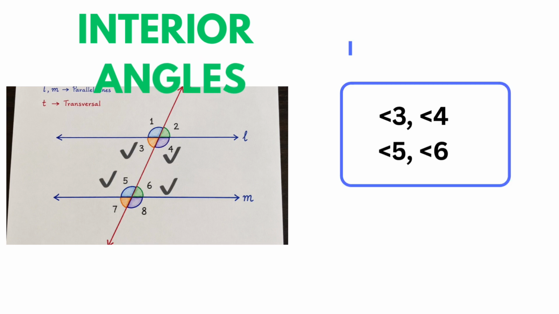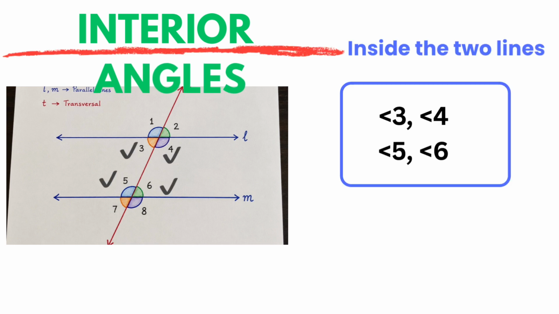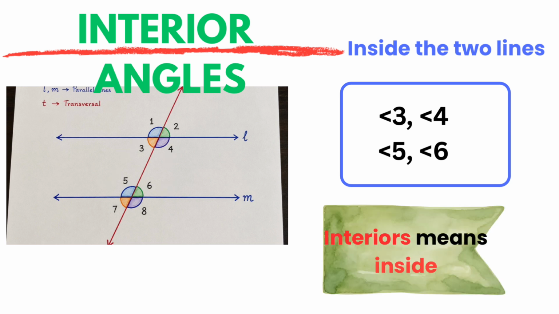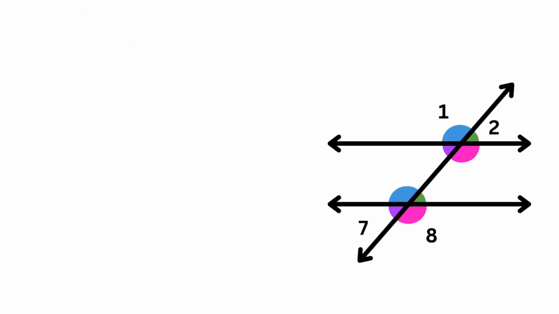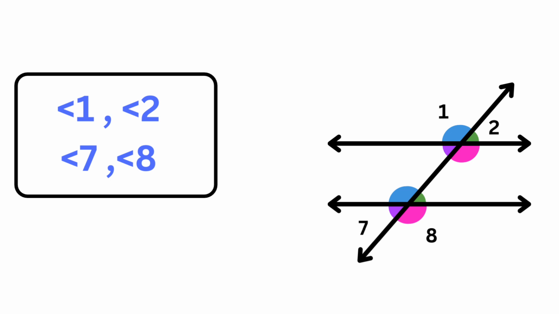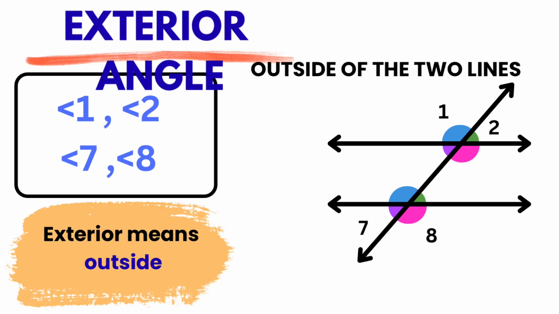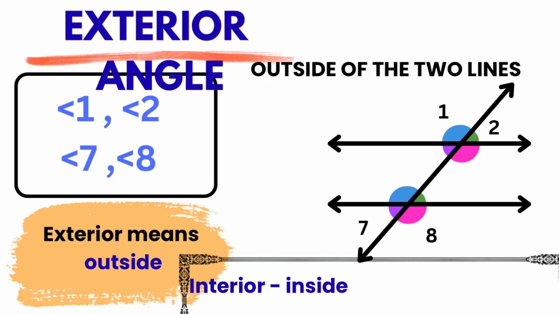First look at the angles lying between the two parallel lines. These are called interior angles. Here is an easy way to remember this. Interior means inside. So the angles inside the two lines are called interior angles. Now look at the angles outside of the two parallel lines. These are called exterior angles. So remember, interior means inside and exterior means outside of the parallel lines.